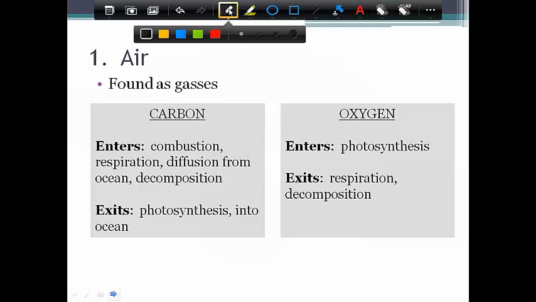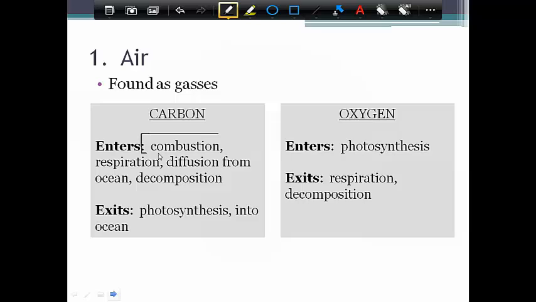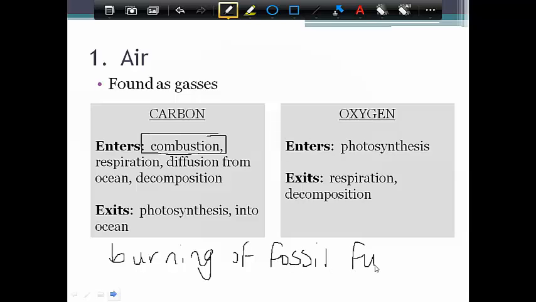Okay, the first one we're going to talk about is combustion. All right, combustion is the burning of fossil fuels. So anytime an engine of any sort burns gasoline, that's combustion. So that puts carbon dioxide into the air. So it enters the air through combustion.